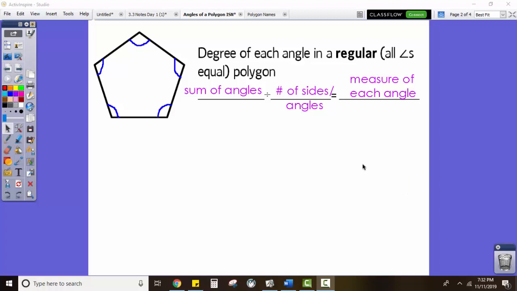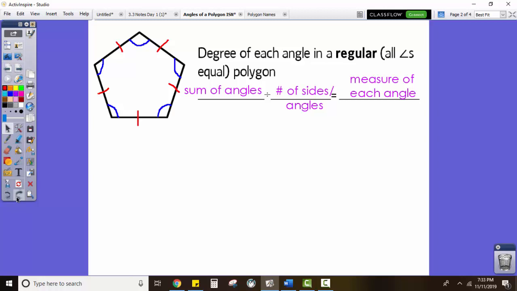Okay, so what we're going to look at here is this pentagon, and our goal is to find out how many degrees each of these individual angles are. But remember, once we found one of them, we found the answer to the rest of them because they're all the same. So first thing we need to do is count the sides. We've got 1, 2, 3, 4, 5 sides.